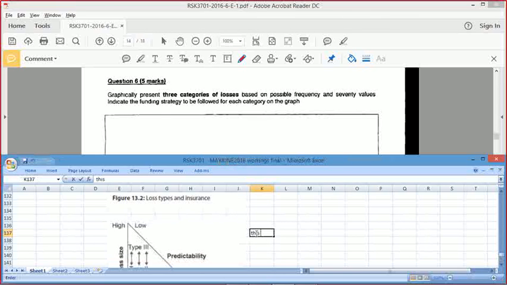Okay, so this applies to the, it's looking at the ability, it's predictability, so it's the ability to recognize or identify the event.